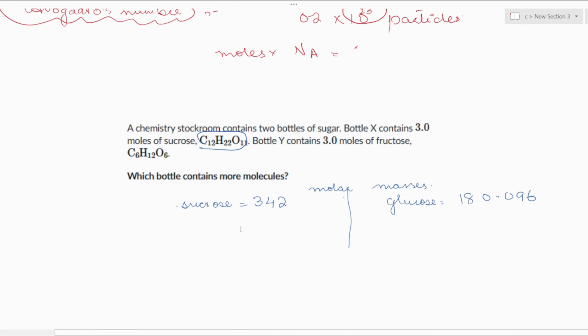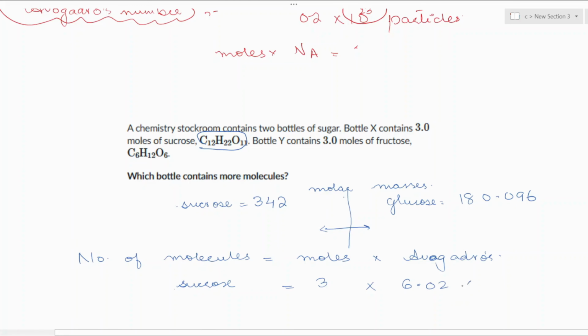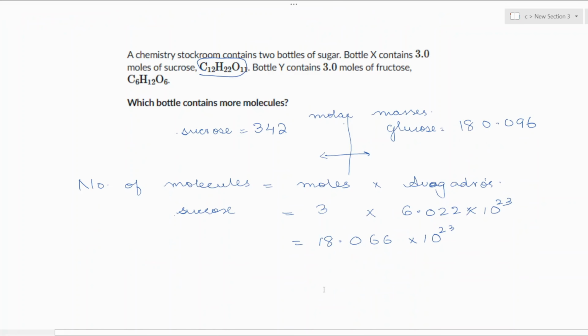Okay. Though we don't need it, I'm just giving it to you for your reference because we have done molar mass. Let's say we have to calculate number of molecules. The formula is moles multiplied by Avogadro number. Is it so? The moles of sucrose is 3 and the Avogadro number is 6.022 into 10 raised to power 23. So the answer is 18.066 into 10 raised to power 23. Is this your answer?